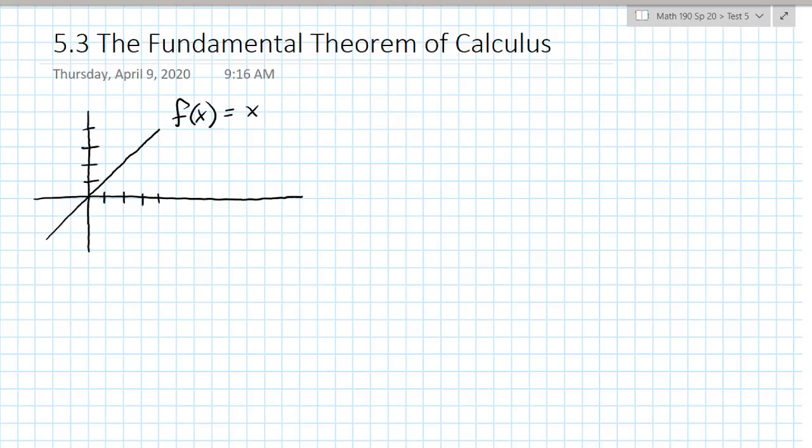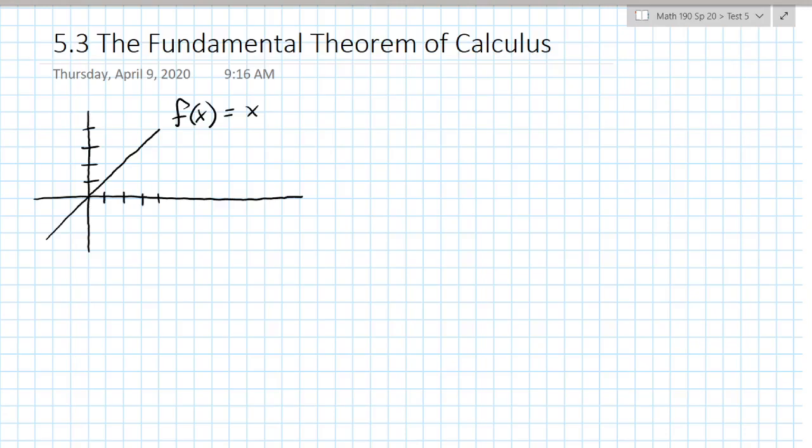5.3 is a pretty important section, fundamental, I guess you could say. We're looking at the fundamental theorem of calculus, and we're going to see what it says. There's actually two parts to it, and we're going to look at an example that shows when this comes up.